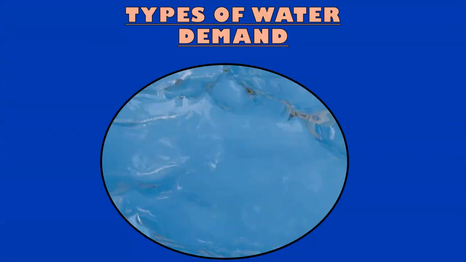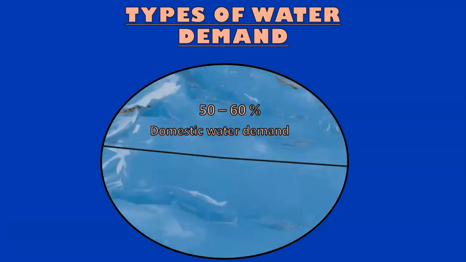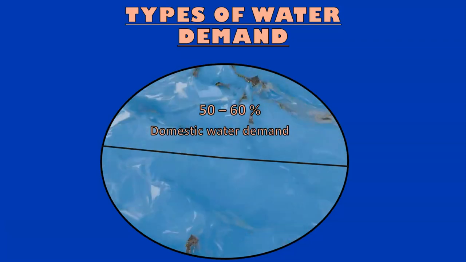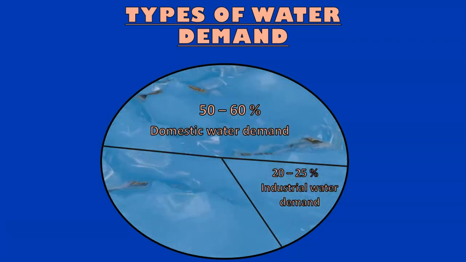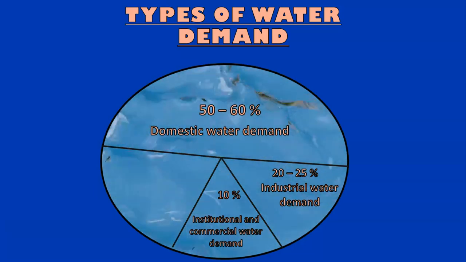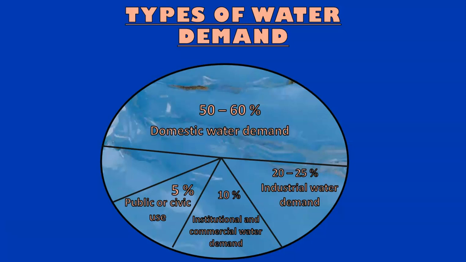What are the different types of water demand? Number 1, domestic water demand, which constitutes 50 to 60% of the total water supply. 20 to 25% goes to industries, 10% goes to institution and commercial purpose, 5% goes to public or civic use, and 5 to 10% for fire demand.